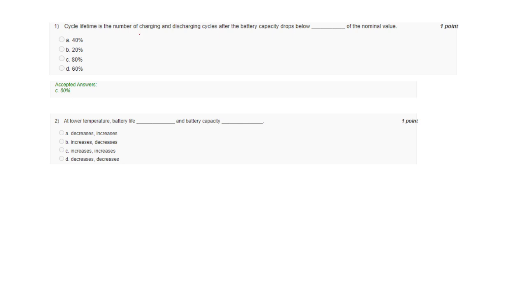So the cycle lifetime is the number of charging and discharging cycles after which the battery capacity drops below 80%. I have just told this in the class, in this live session also. If the capacity drops below 80% of its normal value, then till then is your cycle lifetime. Okay. So the next question is: at lower temperature, does battery life decrease or increase, and battery capacity? What is the effect of temperature on battery life and battery capacity?